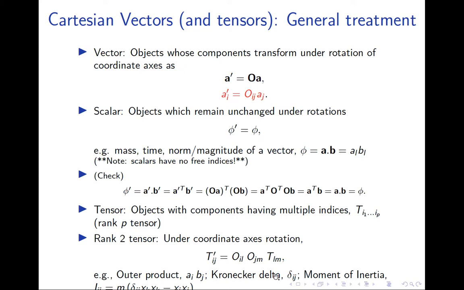Another quantity which is a rank 2 tensor is the Kronecker delta ij. This is a bit of a special case. We will just see in a moment that this is a very special rank 2 tensor, which will end up being an invariant quantity. And then there is also the moment of inertia, which you have hopefully learned in rigid body mechanics in the first course on mechanics.